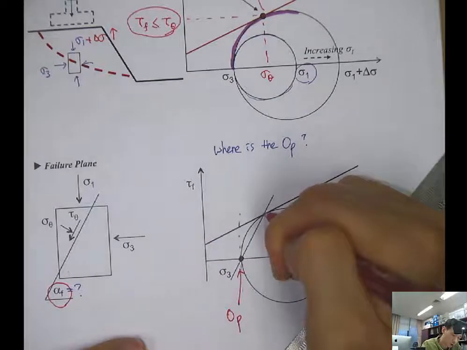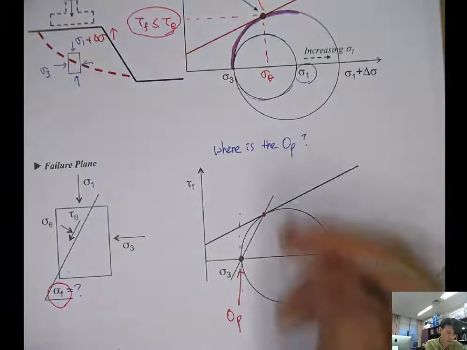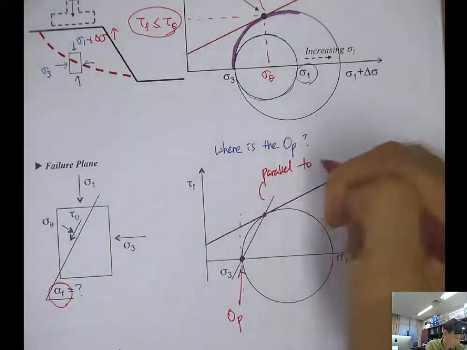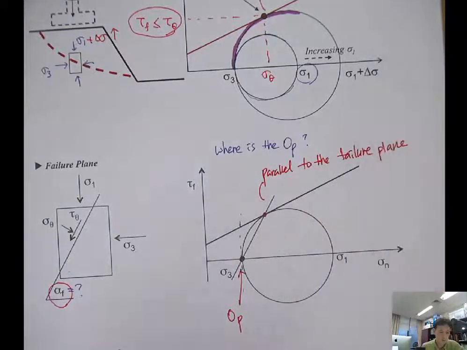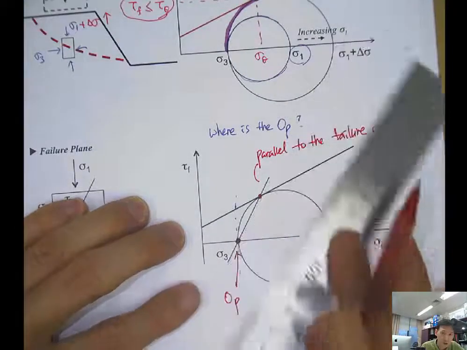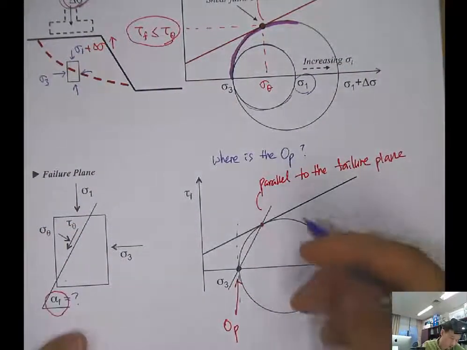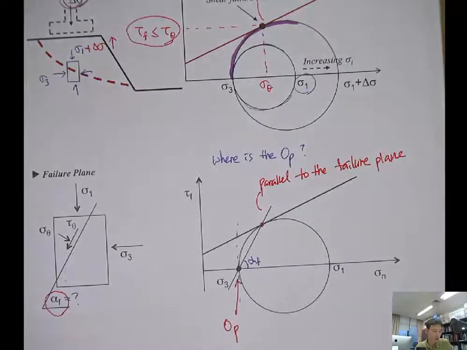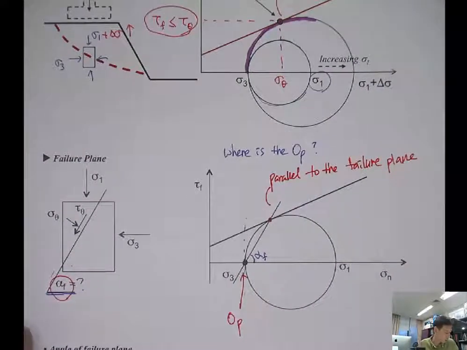So then you can draw the failure plane here. That's from OP to the tangent point here. And this line will be parallel to the failure plane. So from the pole method, this angle will tell us the inclination angle of the failure plane, alpha f.